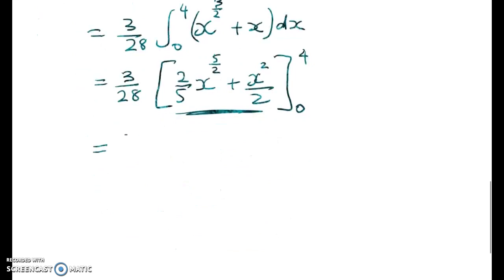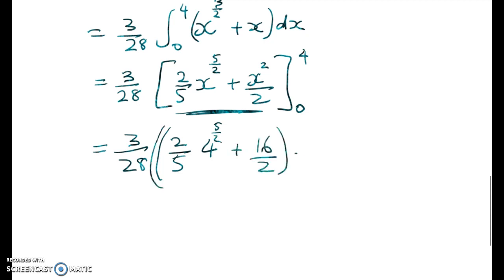And that gives me 3 over 28 times 2/5, 4 to the power of 5 over 2, plus 4 squared over 2, so 16 over 2. And again, it's minus 0 plus 0. Just don't forget about this and always check that it is 0. Especially with exponentials, it often won't be.